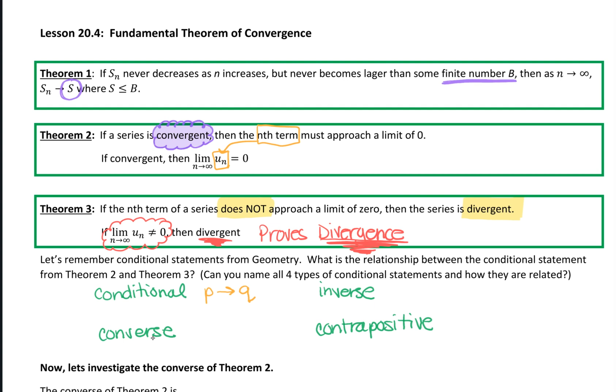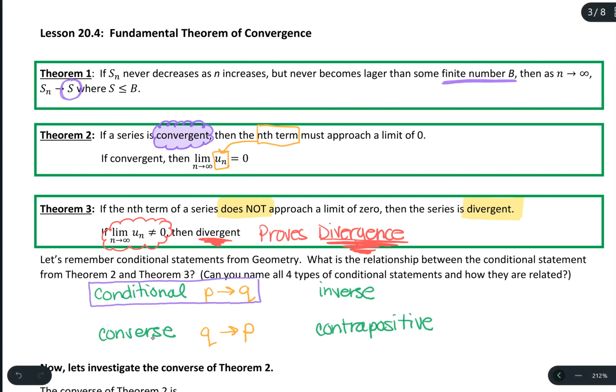All right, we're back. So the converse, what you should have done, is if Q, then P. And so we want to relate each of these back to the conditional. So the conditional is our main statement, our first statement. And then the converse takes that conditional and it switches.